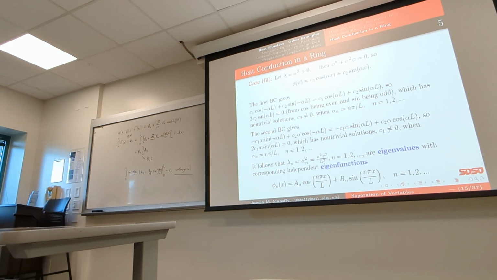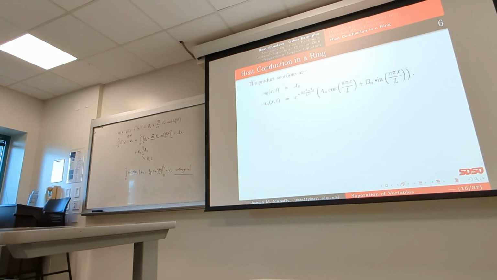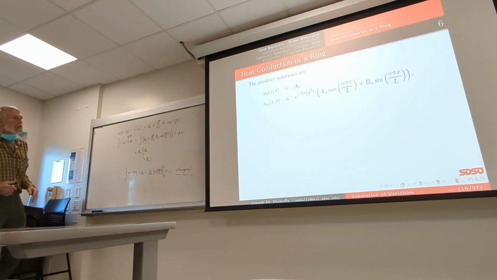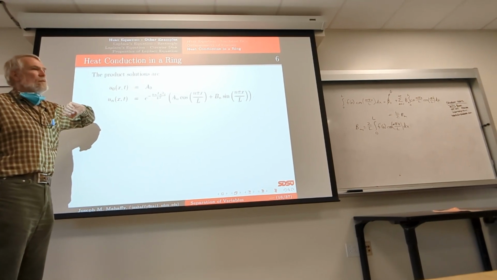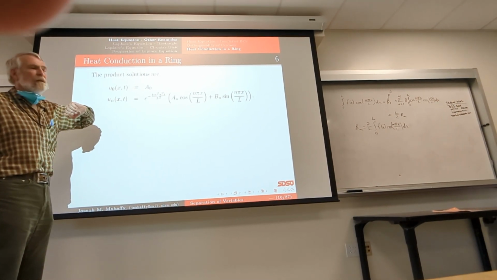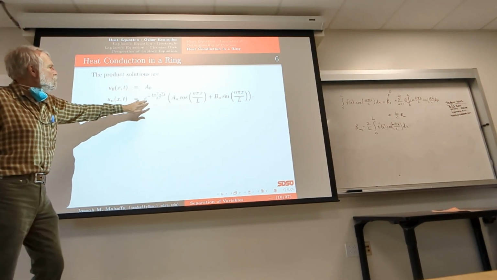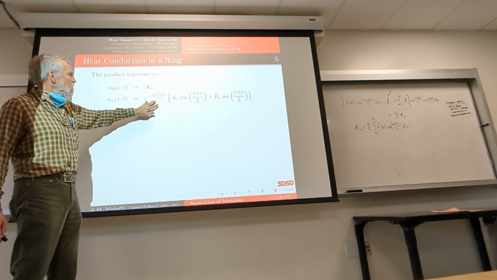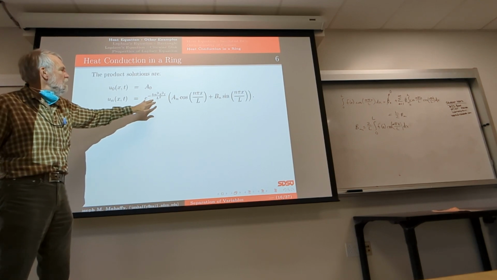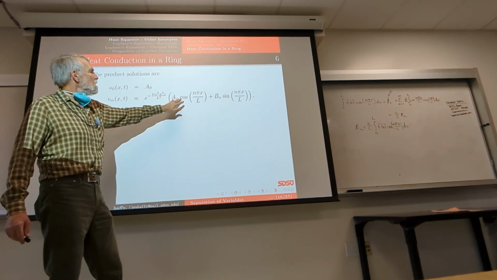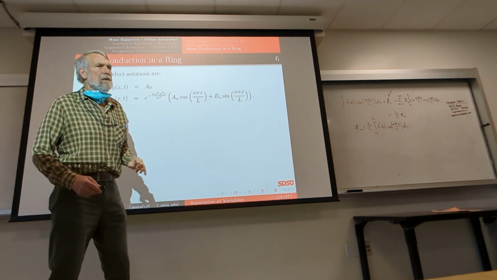Looking at those particular ones, we can do our product solutions. For the product solution, we just get the A0 for the one. The product solution is going to be this exponential with the decay rate. Notice they're the same eigenvalues with the same decay rates. But then you're going to get the cosine and the sine.